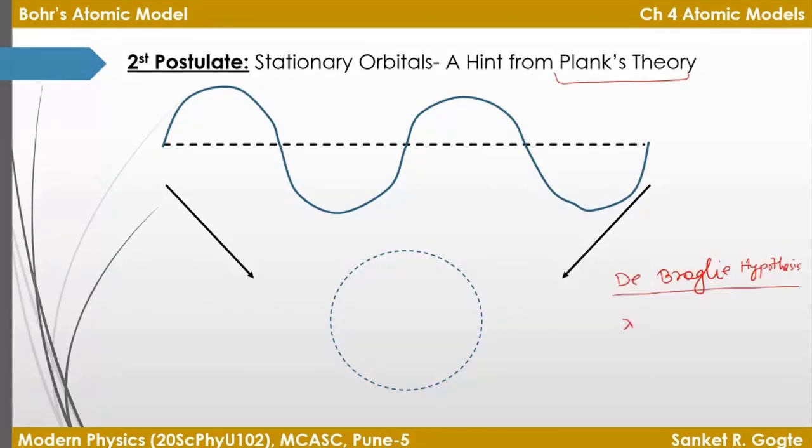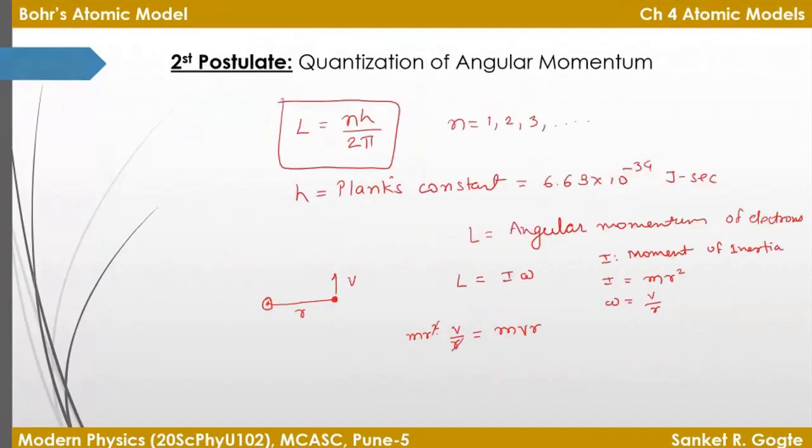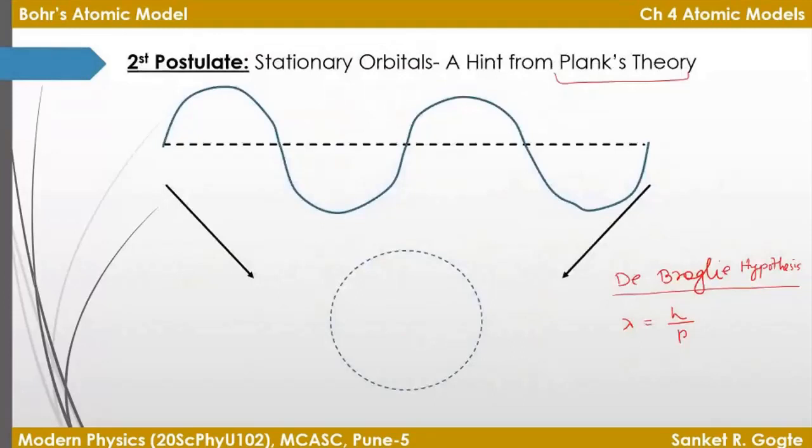Any particle which we consider a particle also behaves as a wave, and that wave which is associated with any moving particle is called a matter wave. And according to De Broglie's hypothesis, that matter wave has a wavelength which is given by this relation: lambda is equal to h by p, where h is the Planck's constant, the same universal constant that we considered, 6.63 into 10 to the power minus 34 joule seconds. And p is the momentum of the object.